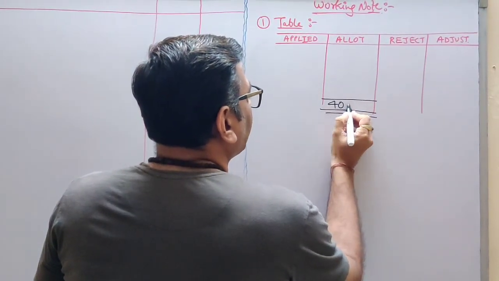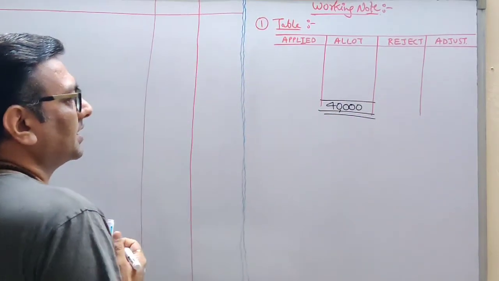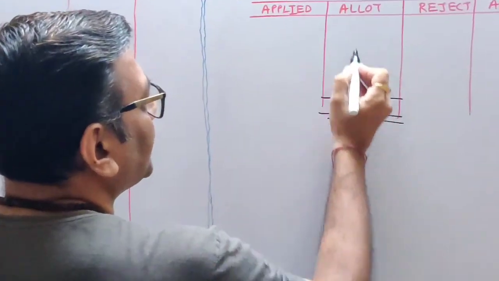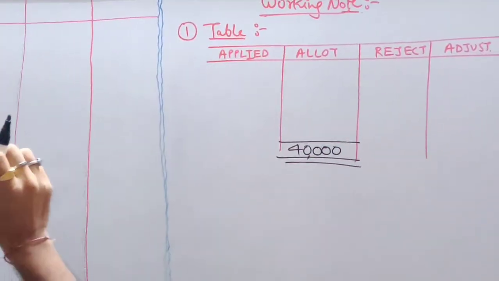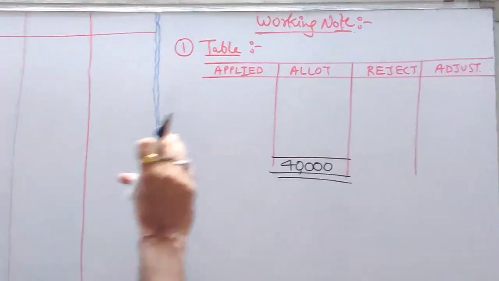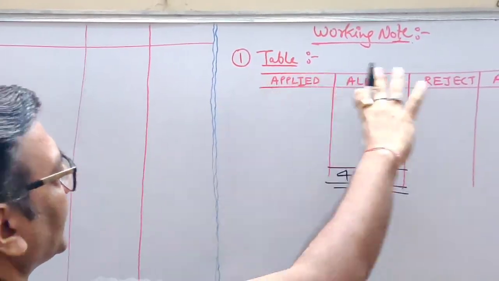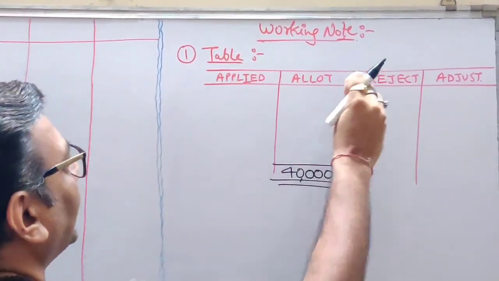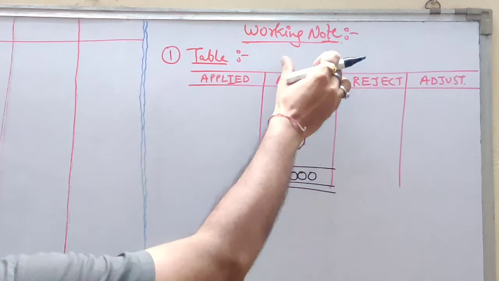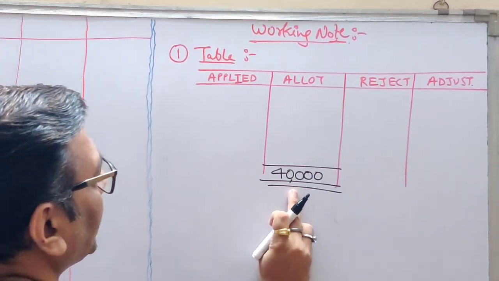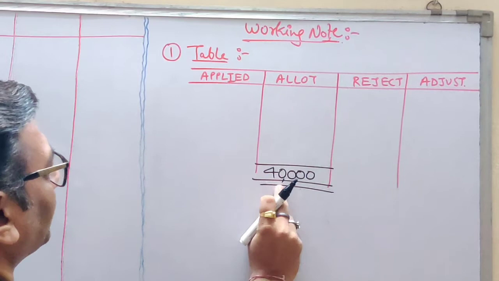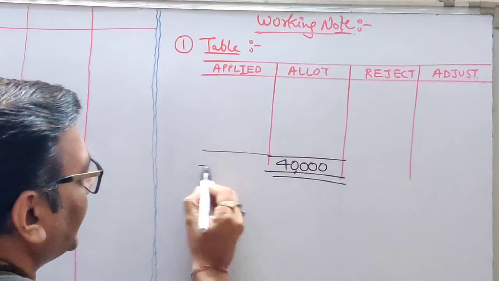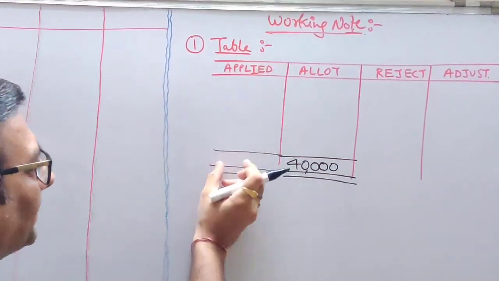So what offer is made by the company? 40,000 shares. So you will write it as total allotment. So this is our table. This table you make always whenever it is a pro rata sum. So in a pro rata sum you make this small table, make 4 columns: applied, allotted, rejected, adjusted. And in allotted you write the total number of shares which company can allot. So which company can allot maximum? Offered shares. So offered shares are 40,000. And here I am going to write total application received.